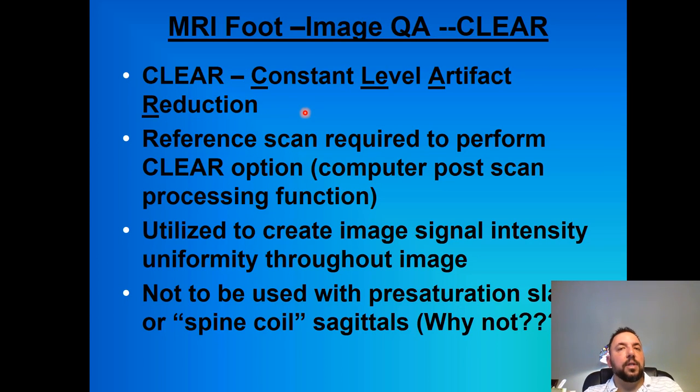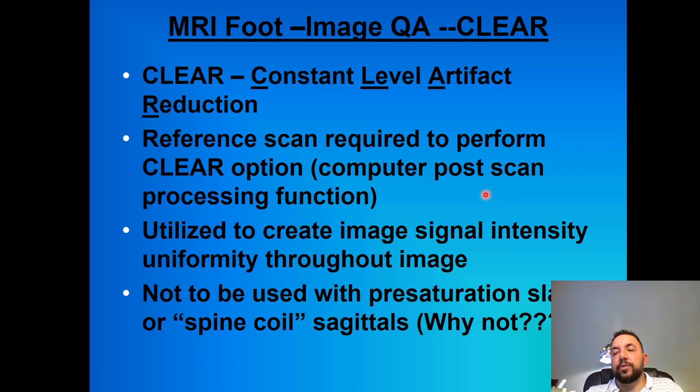One last imaging option is CLEAR. What is CLEAR? It's constant level artifact reduction. I think other vendors call it PURE or Bright Balance. CLEAR uses a reference scan to perform this tissue calibration scan. So we don't use CLEAR with metal artifact reduction sequences or things like that. Also not to be used with pre-saturation slabs or spine coil sagittals because there's too much snow or signal loss in those other regions. CLEAR is going to be an image uniformity option that's going to balance out your signal intensity throughout your image.